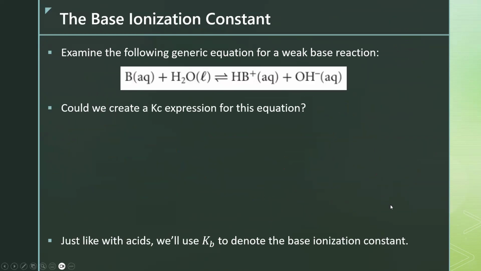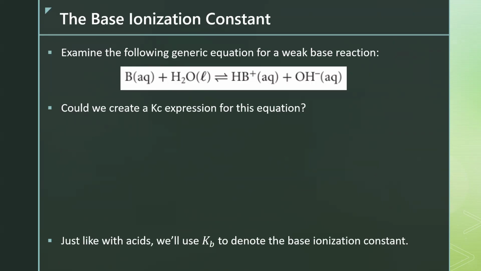So our new thing today, base ionization constant. You're going to see that this is pretty much the exact same thing as acid ionization constant, except when we do our ionization reaction for a base, remember, we're not producing H3O positive, we're producing OH negative. That's the telltale sign that we have a base, right?